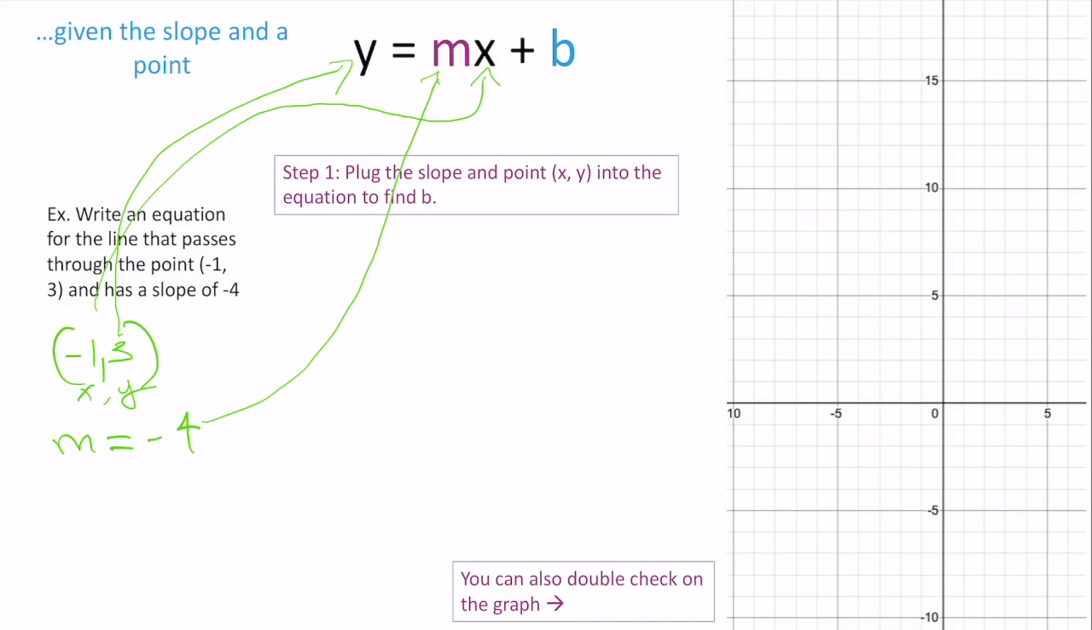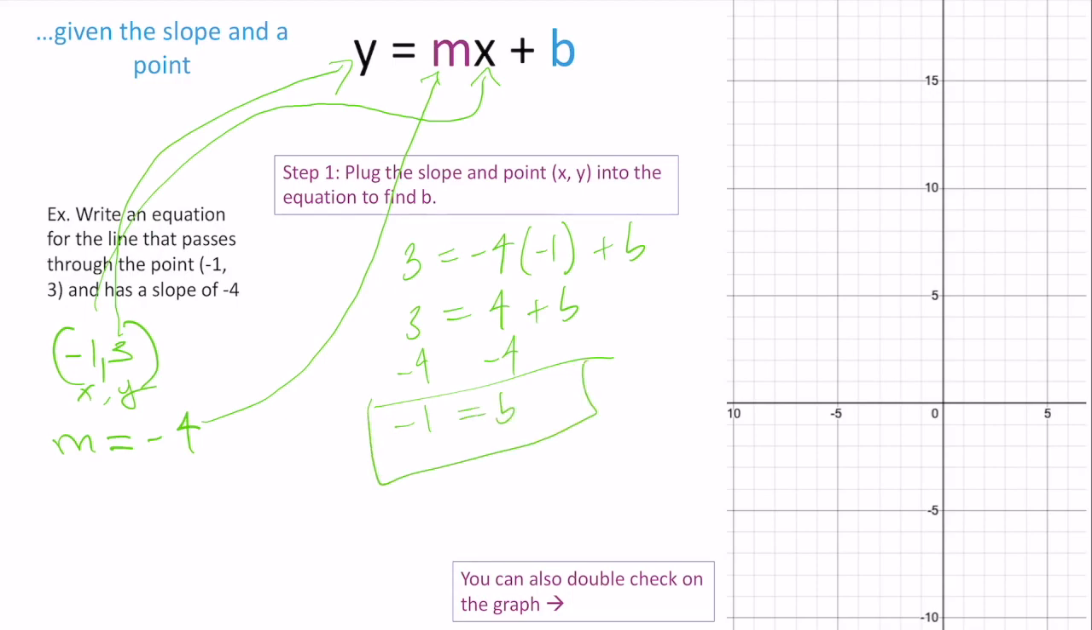So we know that y is 3, slope is -4, we know that x is -1, and the only thing we don't know is b. But we can figure that out now. So we have 3, -4 times -1 is +4. I'll subtract 4 from both sides, and I get -1 equals b. So we just figured out the y-intercept. So now all I have to do is plug that in because we already know the slope. So again, it's always going to be y equals, pop in the slope, x, pop in the y-intercept, and we're done. And we can see on the graph that we also have it correct.